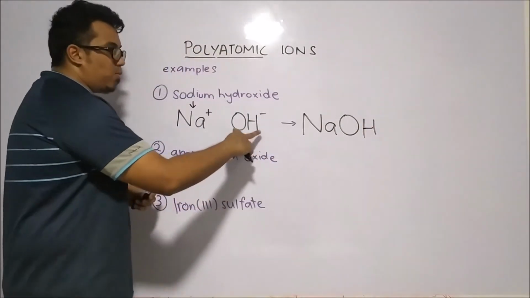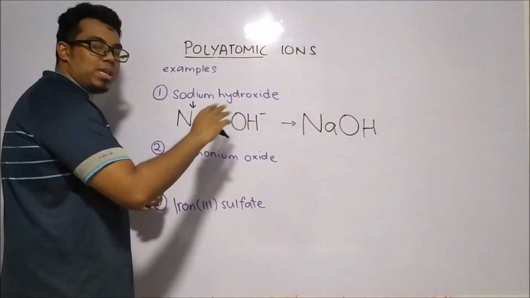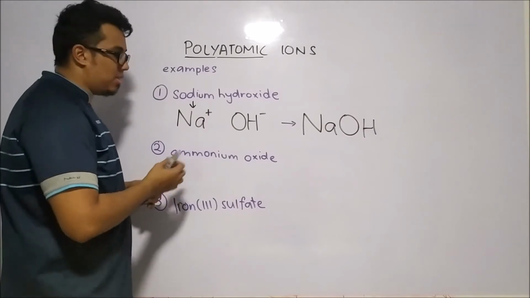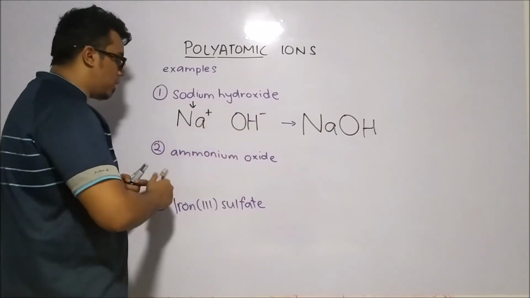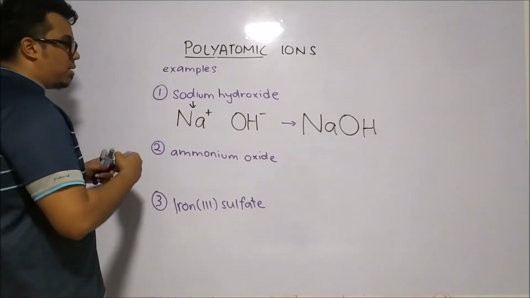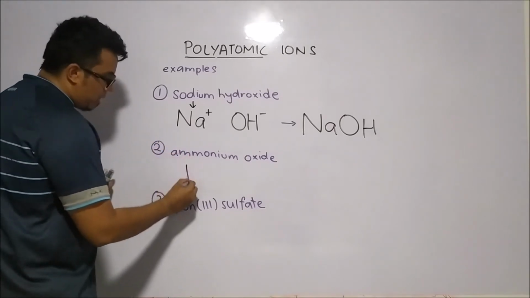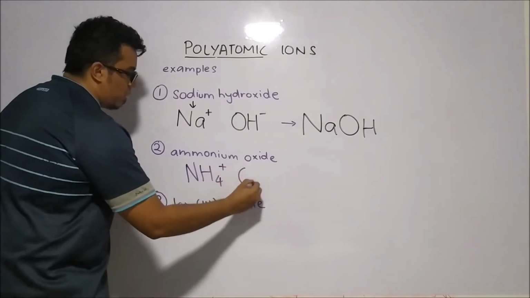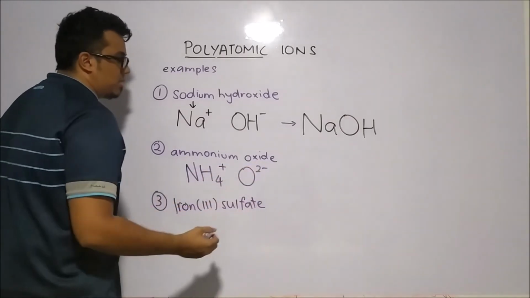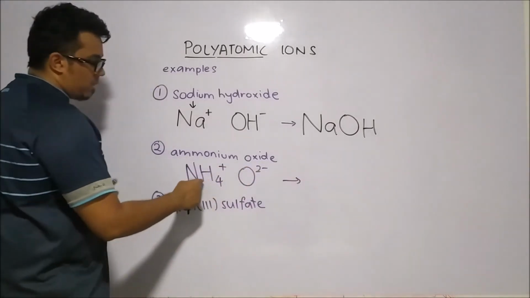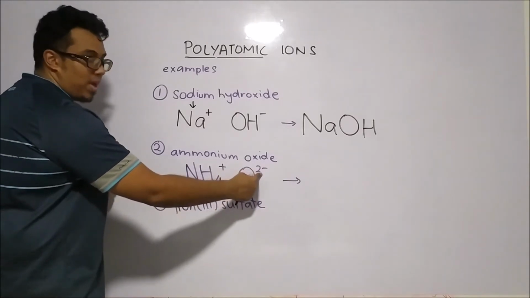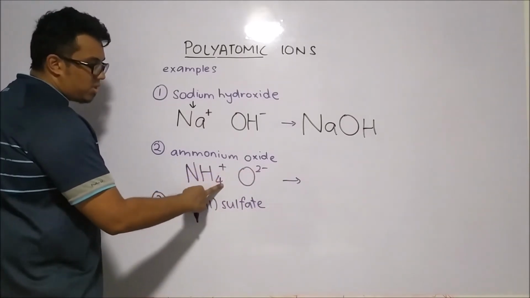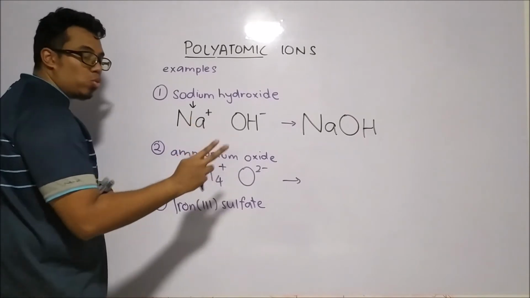So you will see that these polyatomic ions go through the same thing as what we did before. It's just that it looks a bit more complex. Okay? So what about ammonium oxide? We'll do the same thing. NH4 plus with O2 minus. So NH4 plus and O2 minus. Okay. So how many NH4 will we require? We'll require 2 of them.